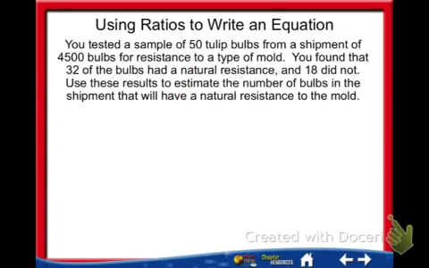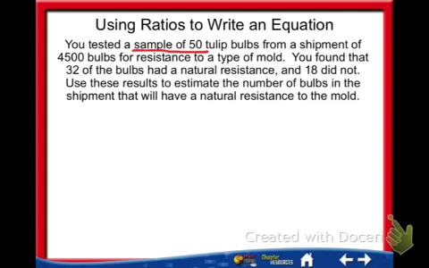You tested a sample of 50 tulip bulbs from a shipment of 4,500 bulbs for resistance to a type of mold. You found that 32 of the bulbs had a natural resistance and 18 did not. Use these results to estimate the number of bulbs in the shipment that will have a natural resistance to the mold. Let's think about our important information.